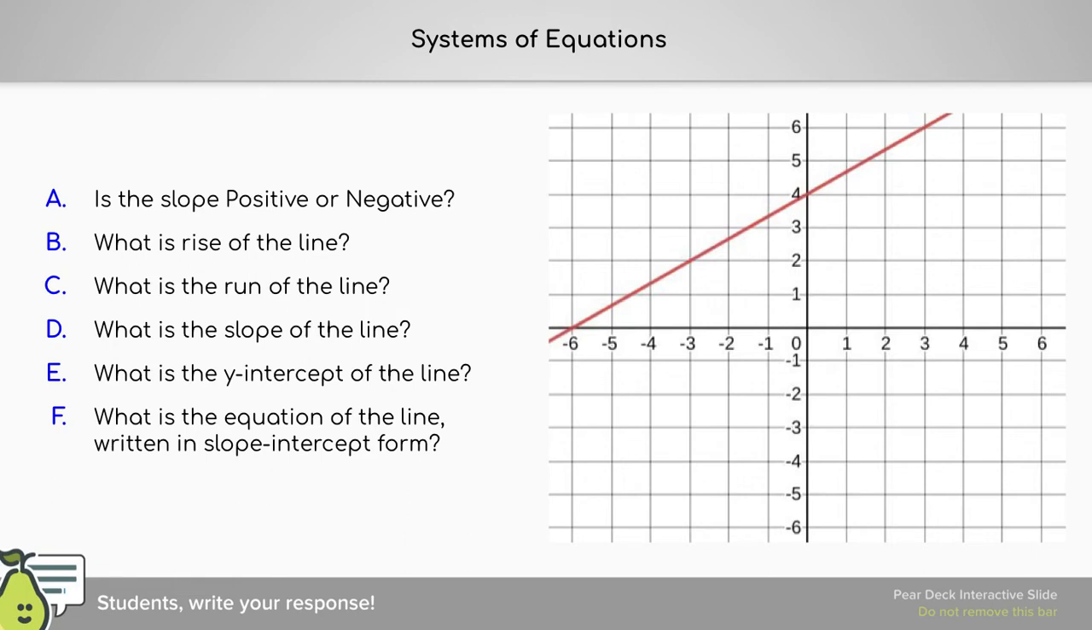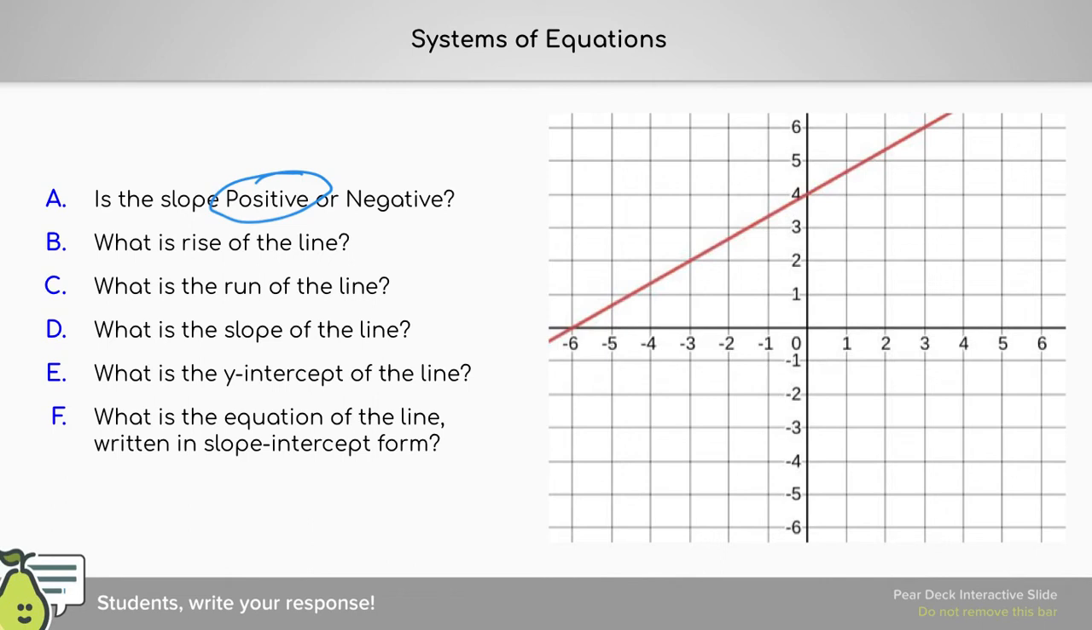Okay, so first let's take a look. Is our slope positive or negative? Well, in math, we read from left to right. So here we're going uphill from left to right. Since it's going uphill, that means that our slope is going to be positive. Next is, what is the slope of this line?